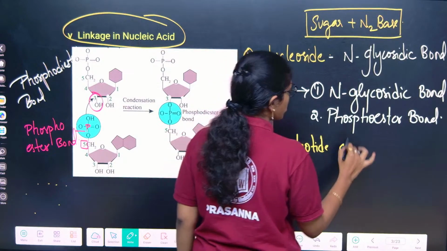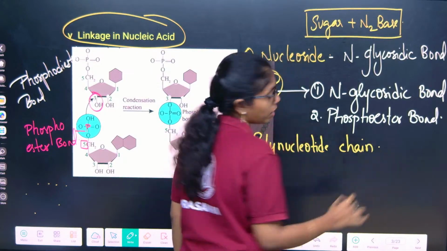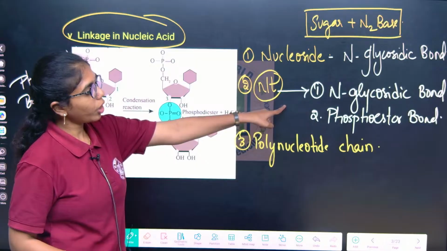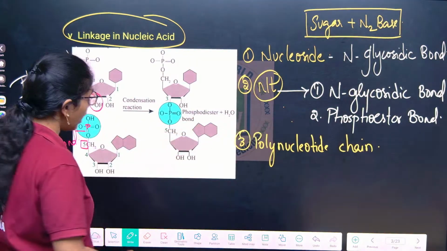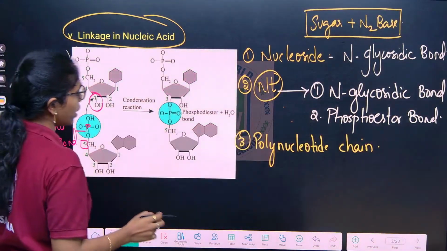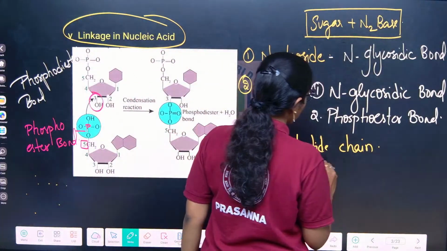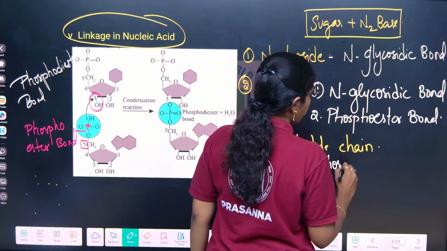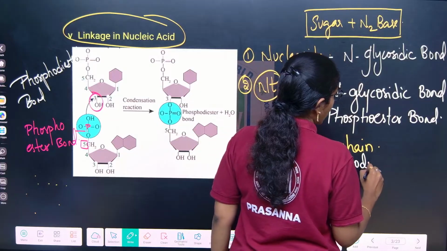In a polynucleotide chain, 3 bonds are included. One is N-glycosidic bond, second is phosphoester bond, and the third bond involved here is phosphodiester bond.